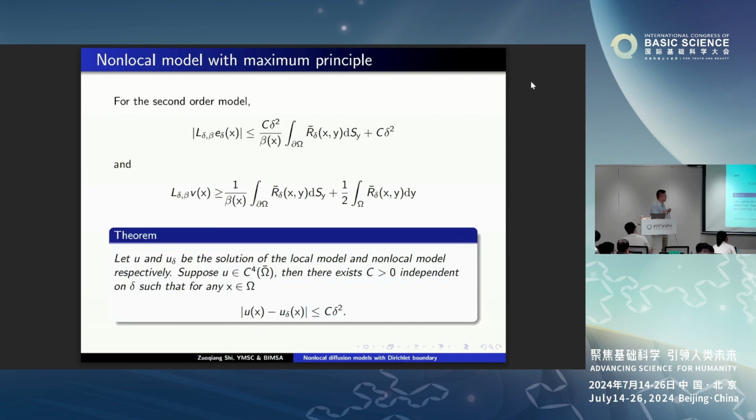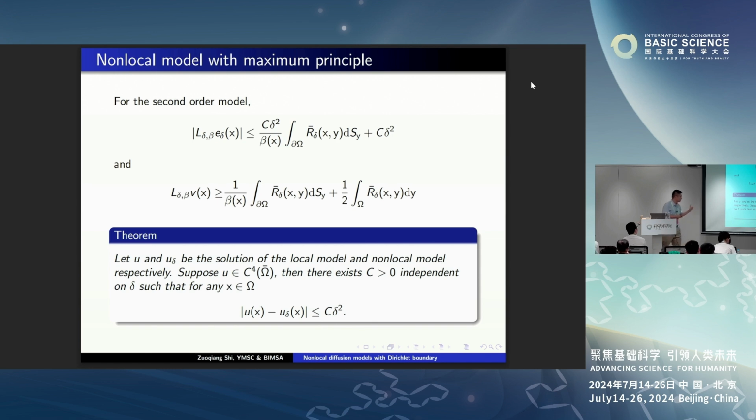then we can prove that this nonlocal model is of second order. The key point is that with this variable parameter, we can prove that this error term is bounded by this term. And V is also here. V is also the solution of that Poisson equation. We can prove that it has this lower bound. Then this upper bound and this lower bound have a second order difference. In scale, the difference is of second order.